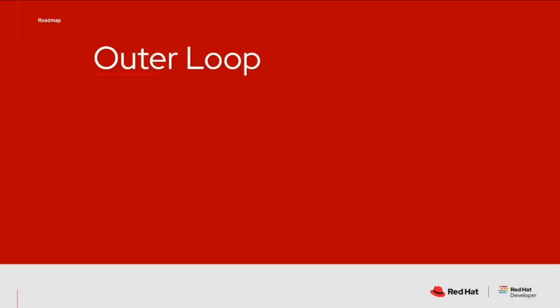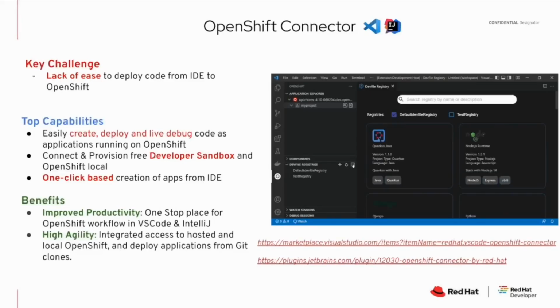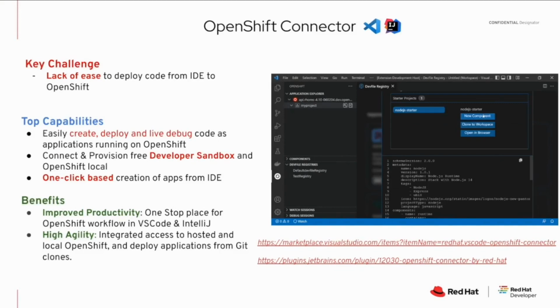So now let's talk about the outer loop. We've got the code, we're about to push it into Git. So now we need to start thinking about things like deploying it, testing it. So what do we have in the Red Hat portfolio that can help you there?